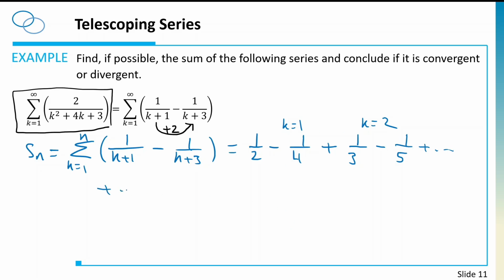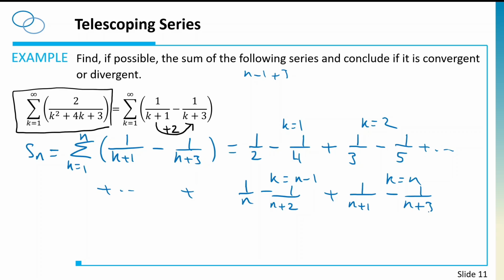Now I'll find the last 2 terms. At k equals n minus 1, and the last one, k equals n. At n minus 1, what should be the term? Replace k with n minus 1, just substitution. N minus 1 plus 1 is n, so 1 over n minus 1 over n minus 1 plus 3, which is n plus 2. The last term at n is 1 over n plus 1 minus 1 over n plus 3. Okay, this is enough. No need for more terms.